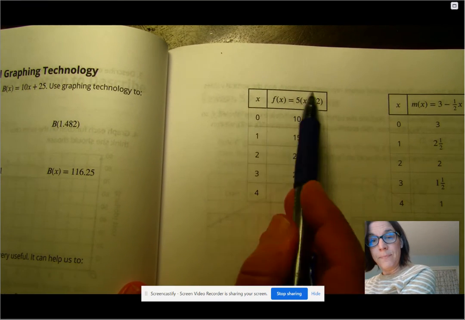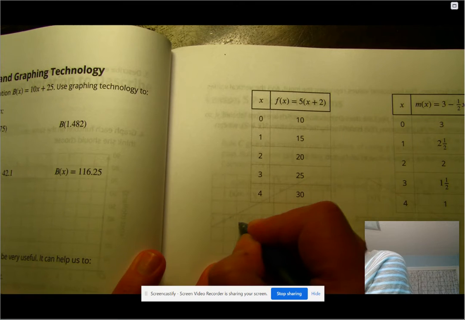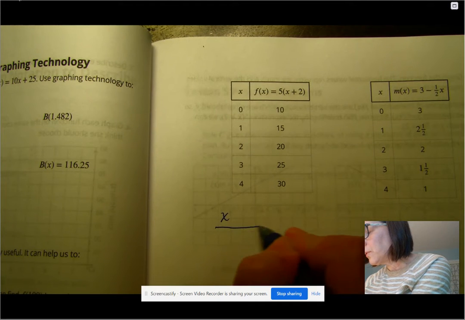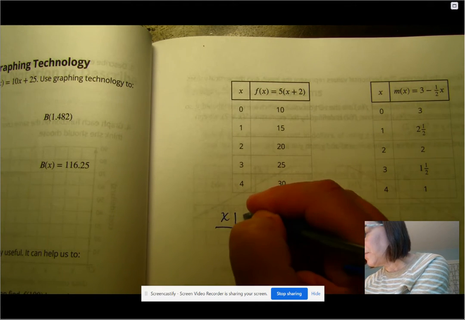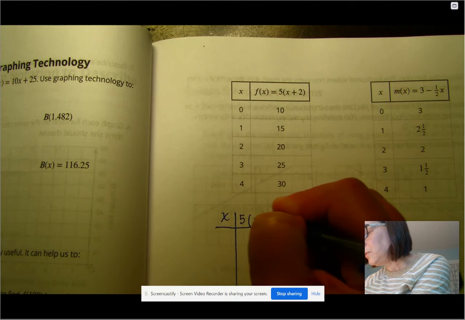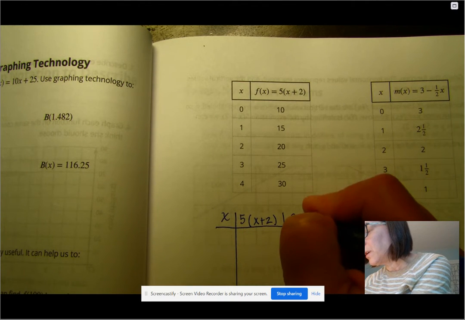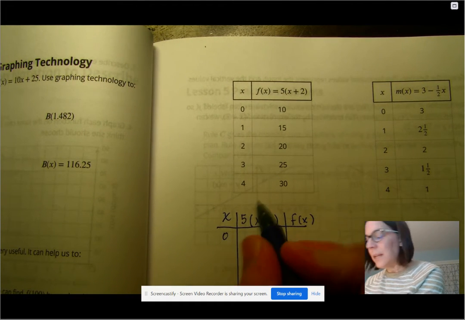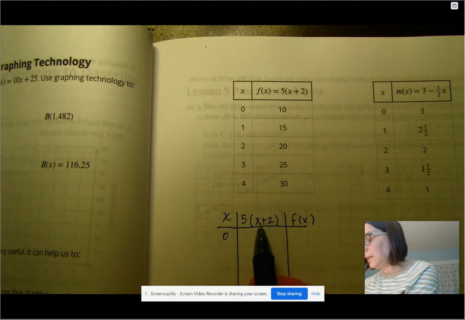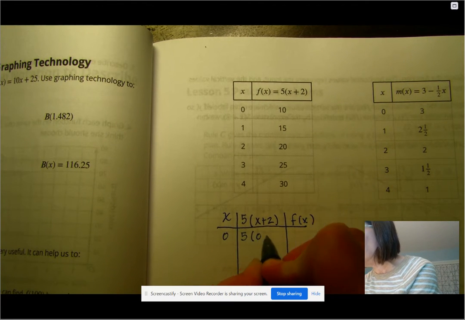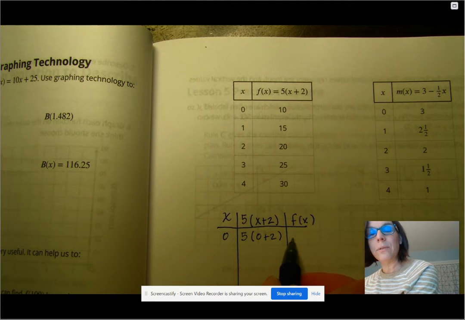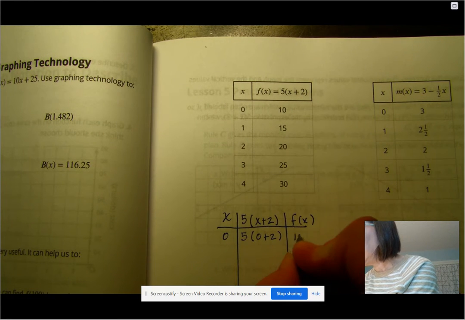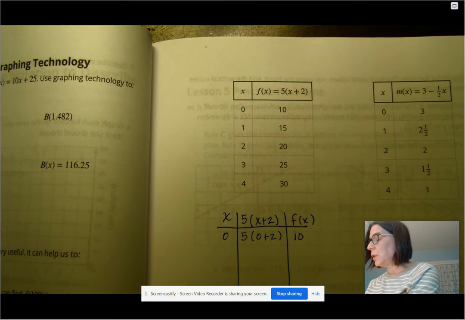So let's take this function called f, and let's add a process column, okay? Here's the process column. So we're going to take 5 times x plus 2. We'll do that calculation, and then the output we're going to call f of x, formerly known as y, right? Same thing. So when we plug a 0 into the machine, it's going 5 times the sum of 0 plus 2, and then spitting out the answer. So 0 plus 2 is 2, 5 times 2 is 10. And that's where that connection is coming from, because we know the rule.